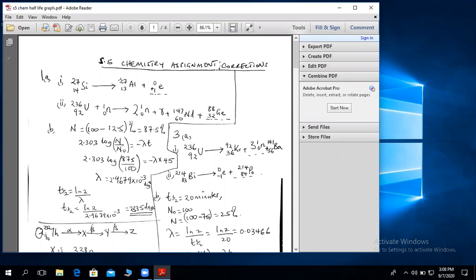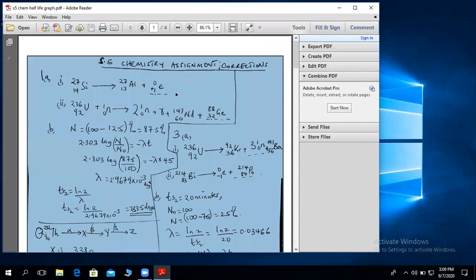So on the right hand side, the mass number is 27 plus 0, which becomes 27. So that means the mass numbers are balanced. Let's look at the atomic numbers. This is 14, but this is 13. So we had to look for a radiation which adds 1 to 13 to make it 14. And that was capturing of an electron.